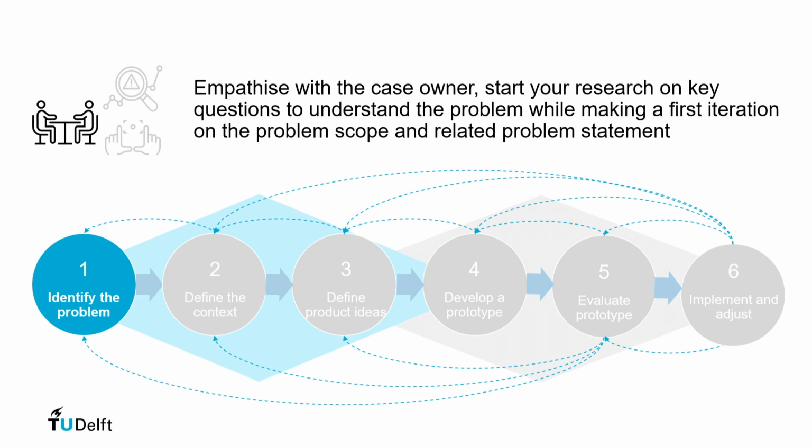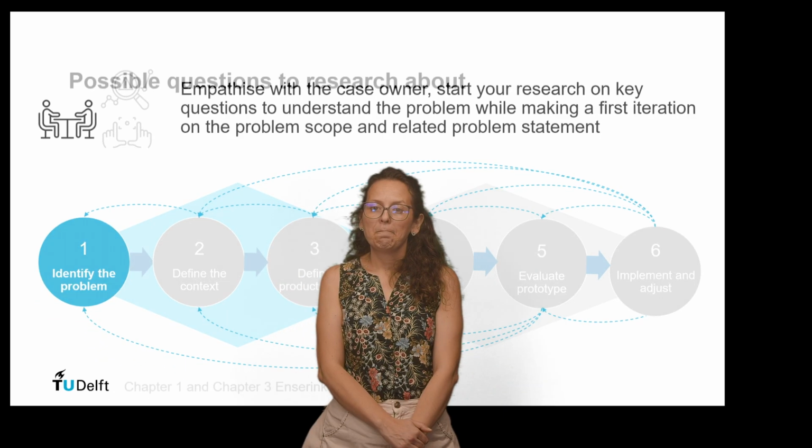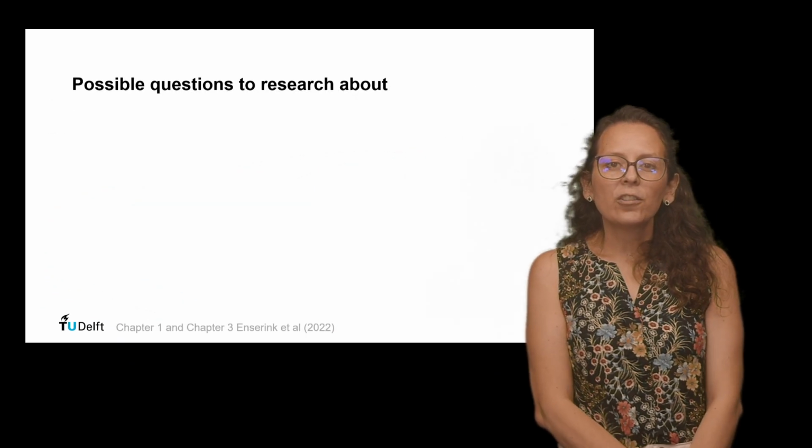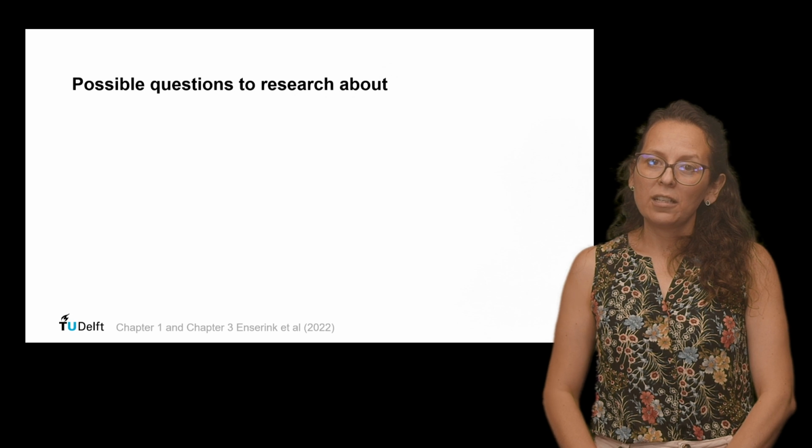You will start your research with key questions to understand the problem while making a first iteration on its scope and a problem statement. It takes a while, therefore it is important that you start this step as soon as possible. You know which case you are going to work on. Every student in the same group can start the research on their own to formulate a different problem statement for their case. You can take the case owner description and presentation as your starting point.